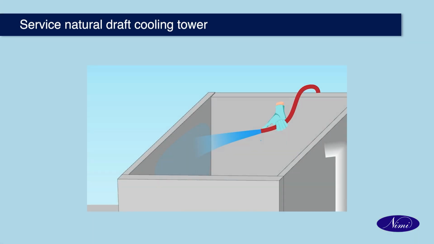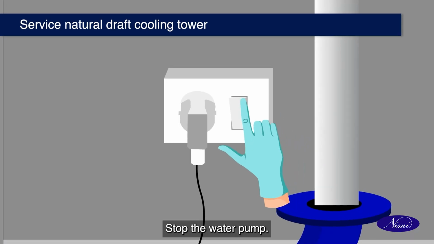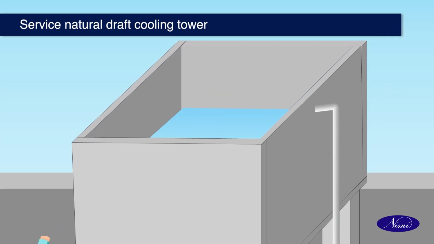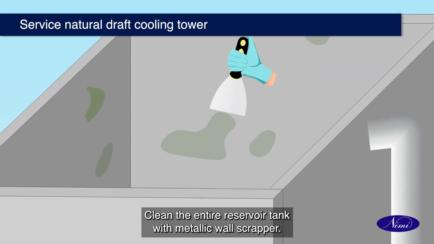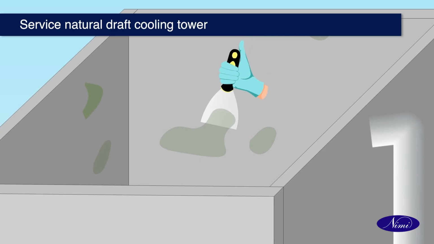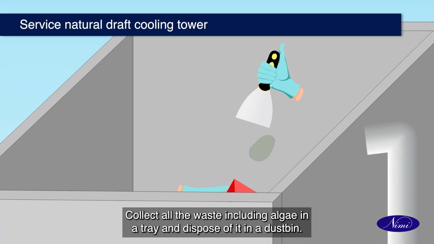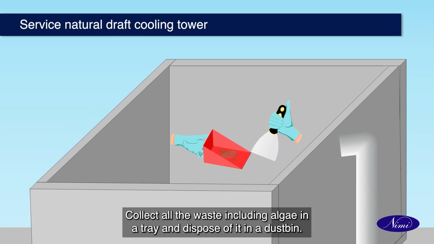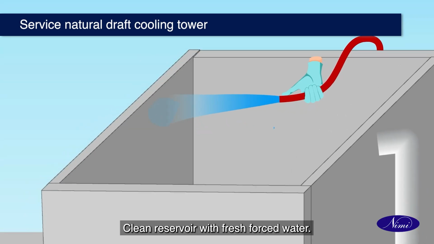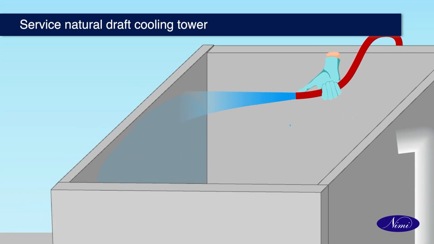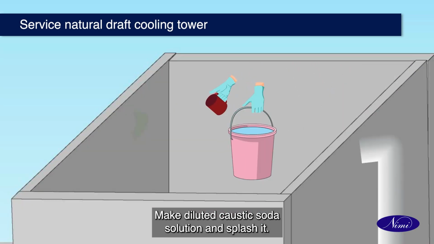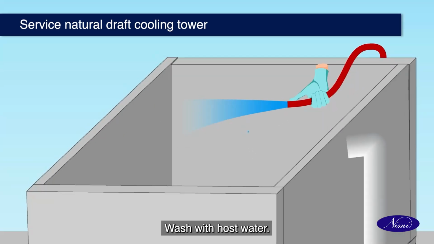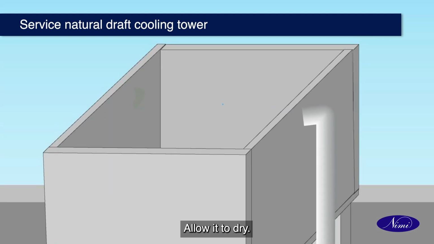Clean the water tank. Stop the water pump. Drain out reservoir water by opening the drain valve. Clean the entire reservoir tank with metallic wall scraper. Collect all the waste including algae in a tray and dispose of it in a dustbin. Clean reservoir with fresh forced water. Make diluted caustic soda solution and splash it. Allow 20 minutes to react with algae. Wash with forced water. Allow it to dry.